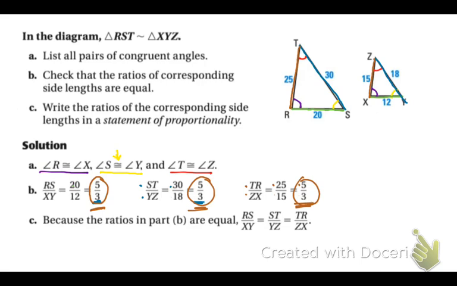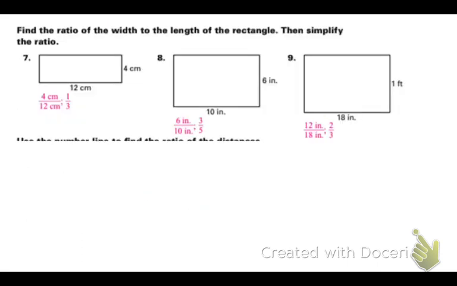Now, because the ratios in part B are equal, and the pairs of angles are congruent, then we know for sure that these two triangles are similar. And in fact, they look similar, so it's not that hard to imagine. Okay, let's do some problems.